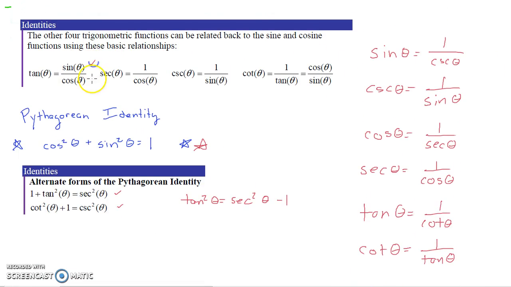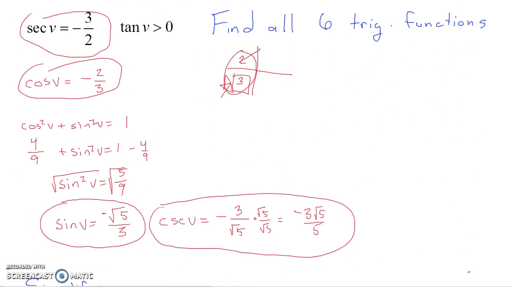I could take sine and divide it by cosine to get tangent, because tangent is sine over cosine, or I could come down here, since I know secant, and find tangent because I know that, look, I already wrote this here. If I do 1 plus tangent squared, I get secant squared, which means tangent squared is secant squared minus 1. So I can come down and do that as well.